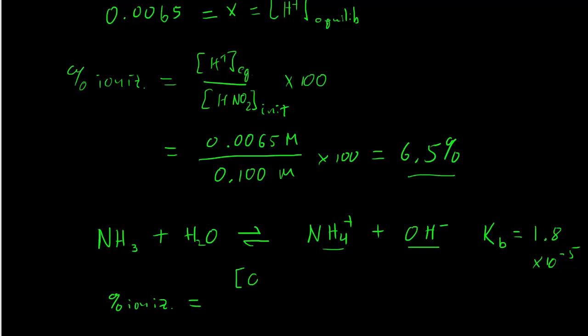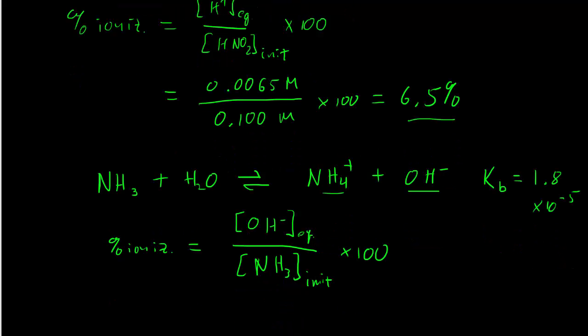So we could use either of those concentrations in our formula. I'll choose the equilibrium hydroxide ion concentration for the base, and then we would need to divide by the formal concentration of ammonia, the initial concentration. And that's how we might figure out the percent ionization if we happen to have a weak base instead of a weak acid.